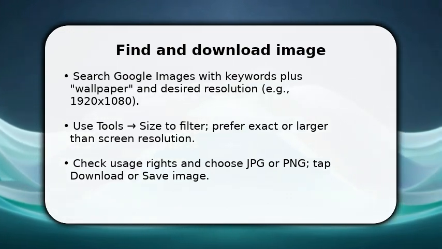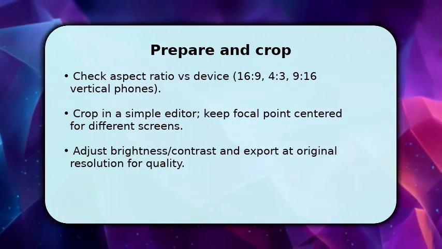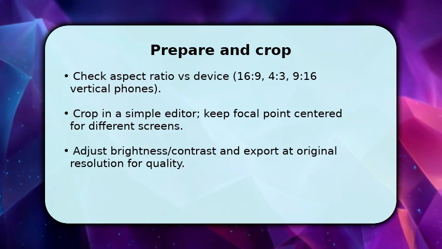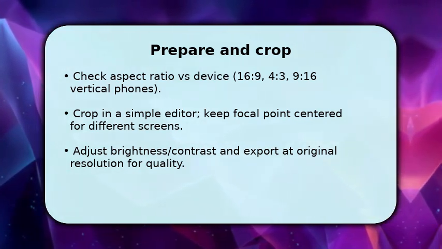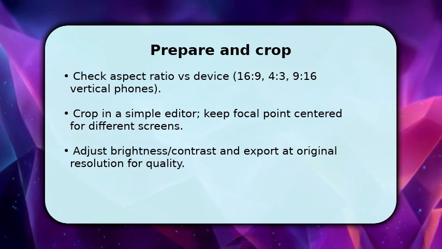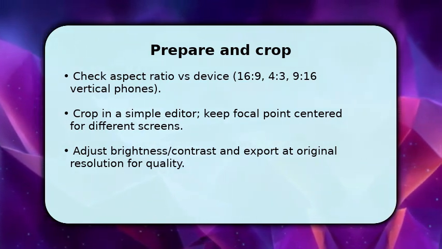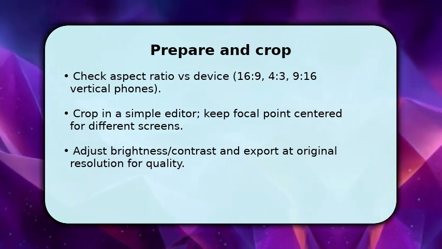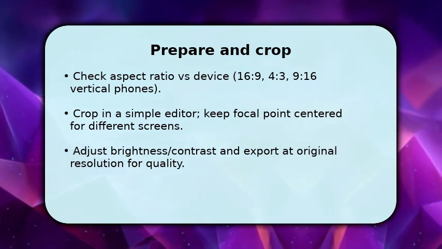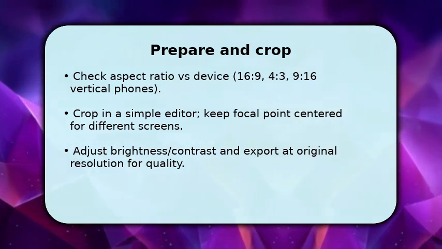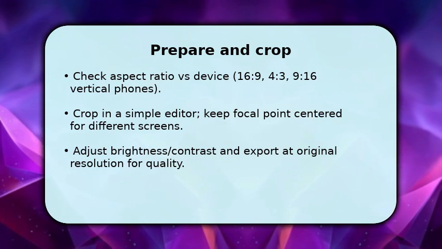You now prepare the image for your device. Compare the photo's aspect ratio to your screen. For example, 16:9 for many laptops or 9:16 for phones because mismatched ratios cause unwanted cropping. Use a basic editor to crop and position the focal point where important content won't be cut off, and tweak brightness or contrast so icons remain legible. Once done, export at the original resolution to avoid scaling artifacts. Make sure to save a copy so you can revert if needed.